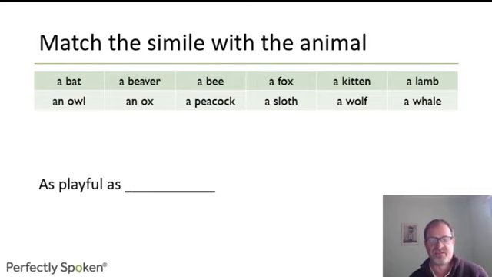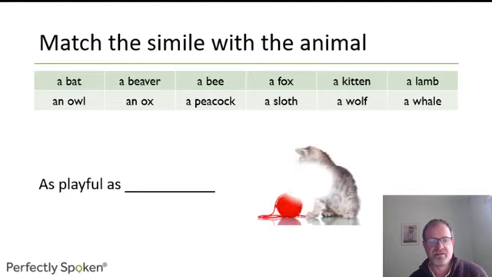And here's the first simile, as playful as. So which of these animals do you associate with play? For example, playing with a ball of wool or whatever. And the answer is this, a kitten, as playful as a kitten.